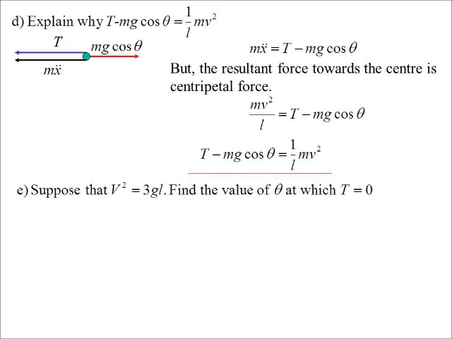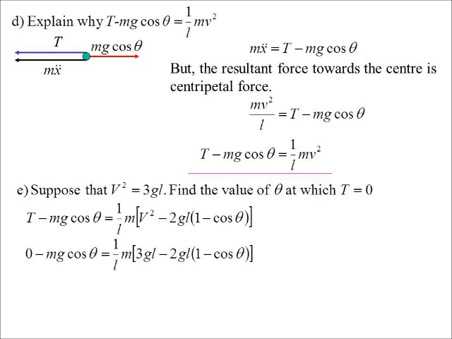Now, suppose that v squared is equal to 3gl. Find the value of theta at which the tension is equal to 0. Okay, let's sub in v squared is 3gl. So T minus mg cos theta is a half m little v squared, but back in part C, we said little v squared was capital V squared minus 2gl, 1 minus cos theta, but v squared is 3gl, so sub that in.